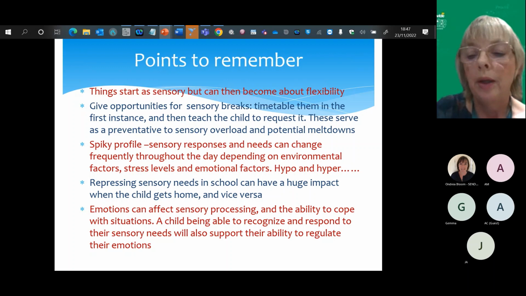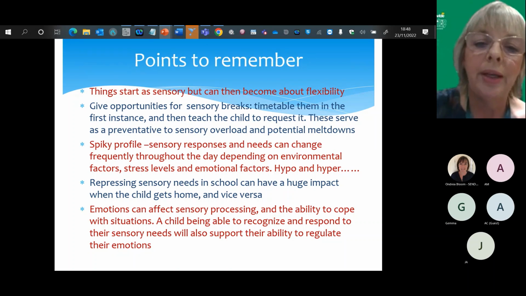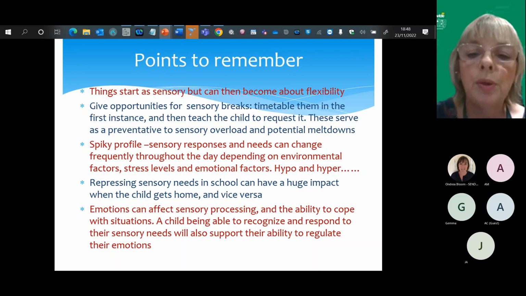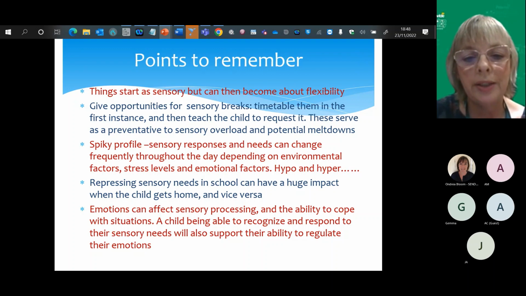Points to remember: some sensory behaviours can become a behaviour. They start off as a sensory-based thing, and then the child actually sort of integrates them, and then they can become a problem behaviour. So then it can be more difficult to manage. So if you've got a sensory issue, it's easier to deal with it in those early stages.